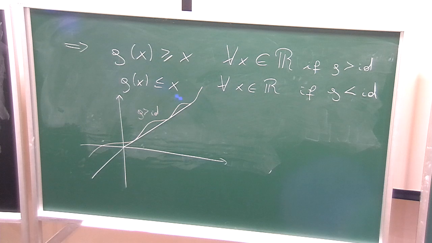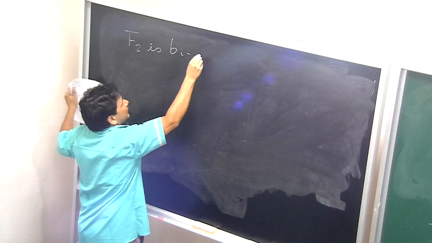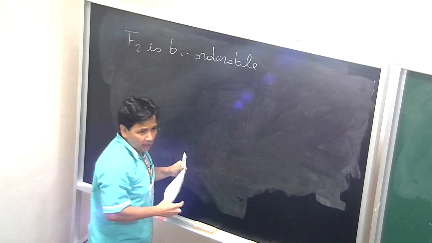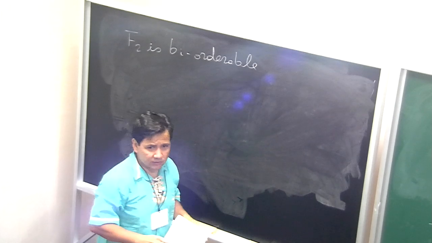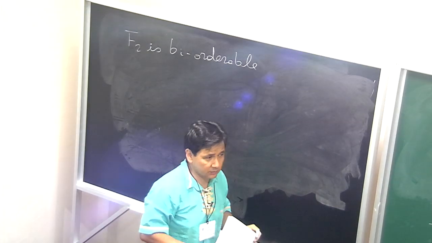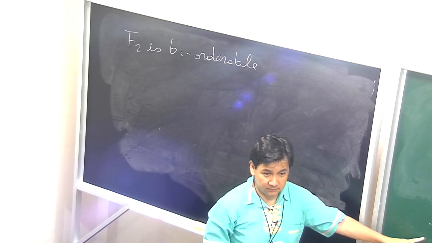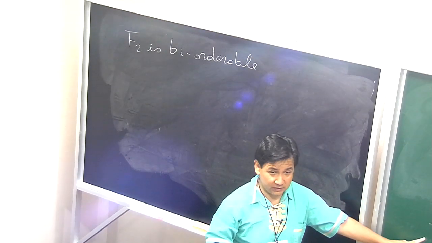And I like this remark because, well, this is something that I didn't prove, but for instance, F2 is biorderable. I will at least sketch the proof of this. Okay, this is a classical set. In particular, there is an action of F2 like this. And this is very hard to imagine.